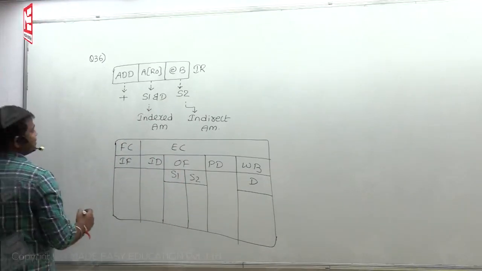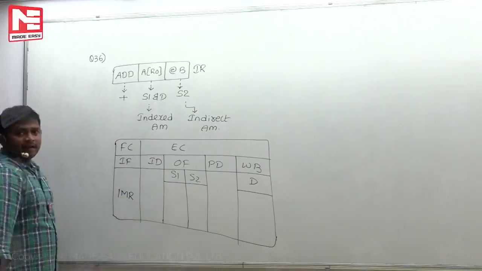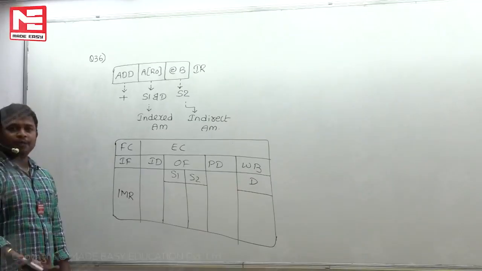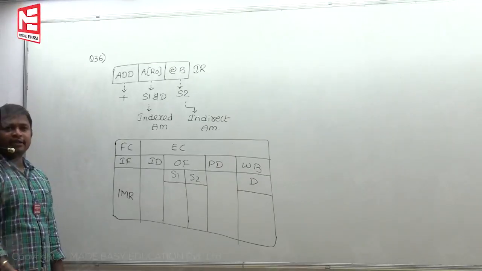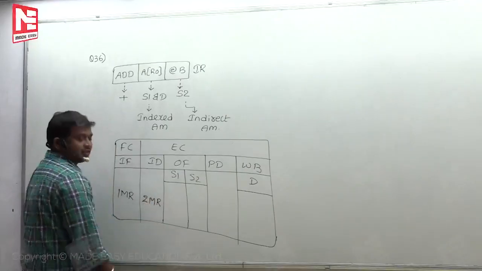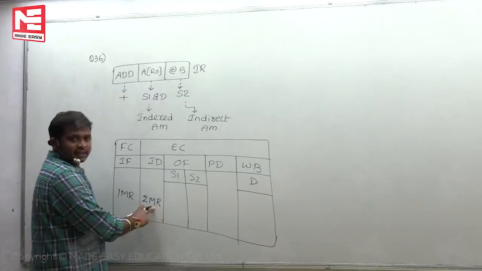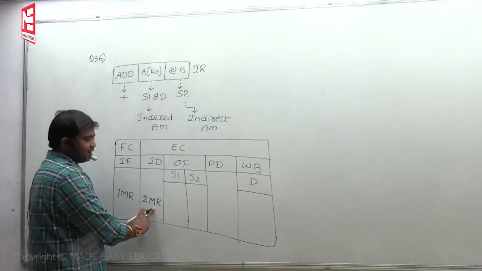Now see this. IF: 1 MR to fetch the first word. After fetching the first word, the opcode is available. So decoding the opcode, the CPU comes to know that the operation is an addition. It is a 3-word instruction. Therefore, 2 memory references are required to complete the instruction fetch.